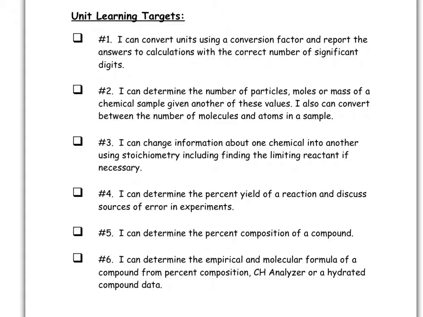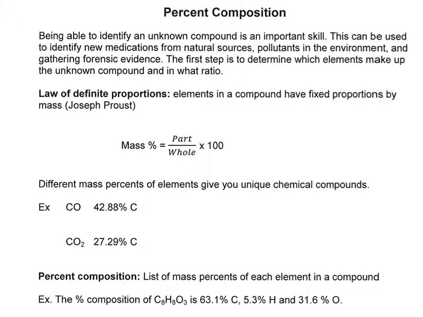In this note, we'll discuss learning target number 5, determining the percent composition of a compound. Being able to identify an unknown compound is an important skill to have as a chemist. This can be used to identify new medications from natural sources, pollutants in the environment, or gathering forensic evidence.